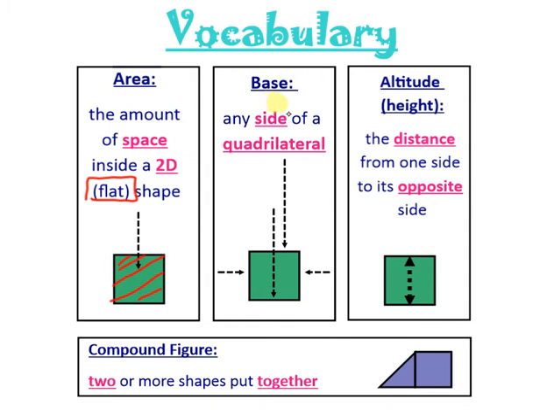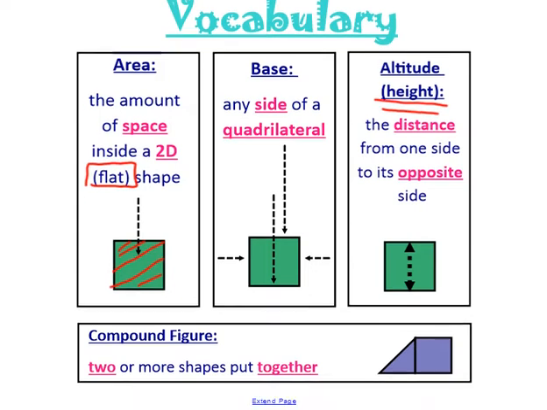Then we have base. A base is any side of a quadrilateral. It could rest on this side, this side, this side, or this side. So base is any side of it. Then we have something called the altitude. Altitude is just a fancy word for height, but in word problems especially, you'll see the word altitude used, so it's important to know that it means height. And height is simply the distance from one side to the other. So how tall is the quadrilateral? That's another way to look at it.